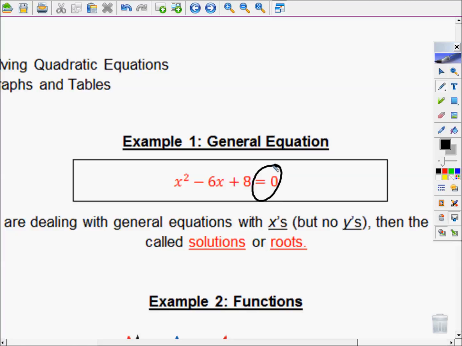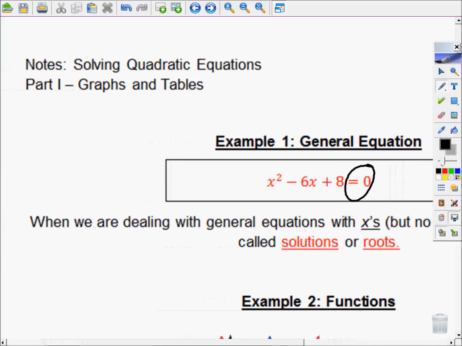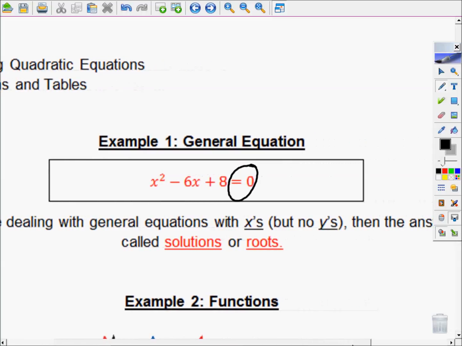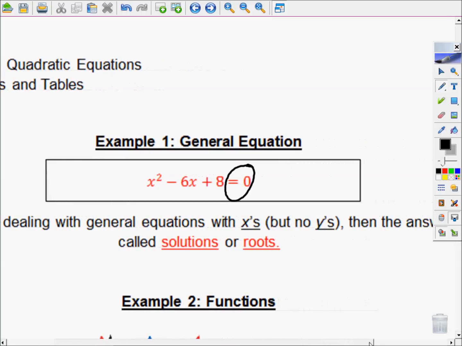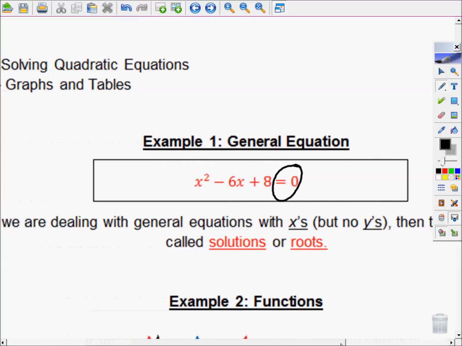Good. So because of that, when we are dealing with equations with x's and no y, the answers are called solutions or roots. When we're dealing with equations, the problem will ask you for a solution. It'll ask you for a root. That's what they would be called. However, it's the same thing as saying find the zeros.